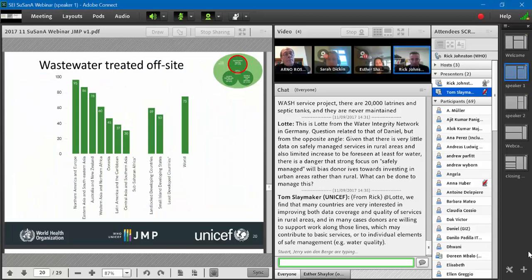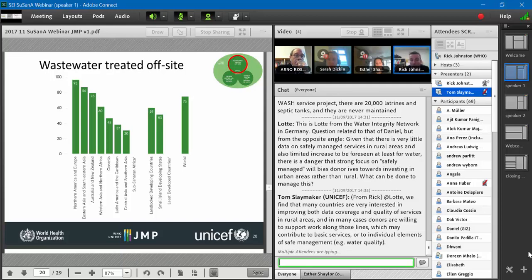So this is the data for the third route to safely managed, which is transported through a sewer to treatment and treated off-site. This is average figures for the different SDG regions, and you can see quite a big variation. So where we have data, we can see very high levels of treatment, as you might expect in North America and Europe, but also in Eastern Asia and Southeastern Asia. But then coming down, in Oceania and Latin America and the Caribbean, but particularly in South Asia and Sub-Saharan Africa, we have much lower levels of treatment.